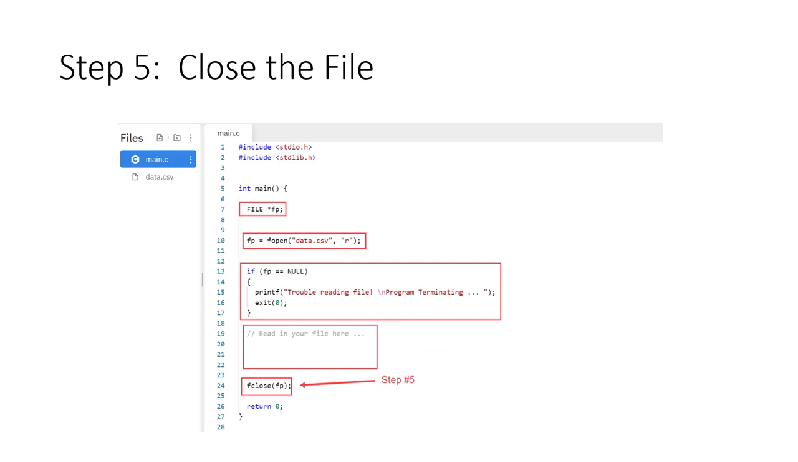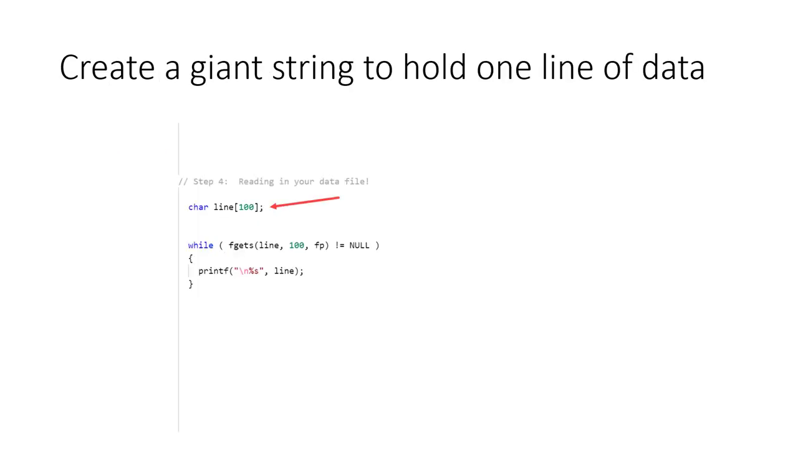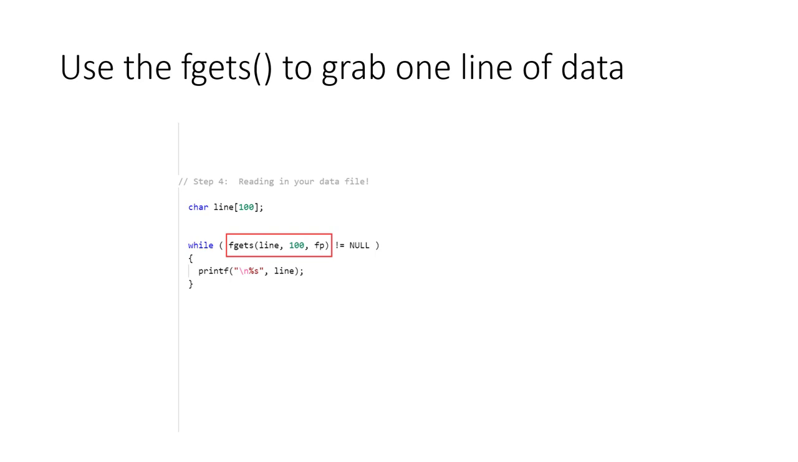Okay, so the first thing we need to do in reading your data file is create a giant string to hold one line of data. What I mean by one line of data in this example is the student ID, the student name, and the GPA, the entire line. You have to make sure that it's big enough. In this case, a line of 100 characters works for me. Make sure that your line works for whatever data you're reading in.